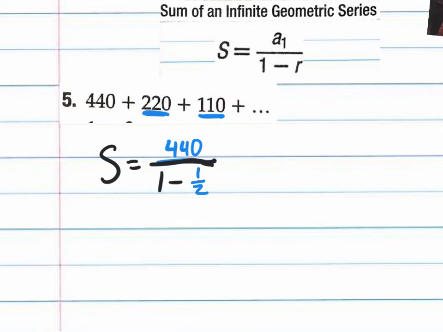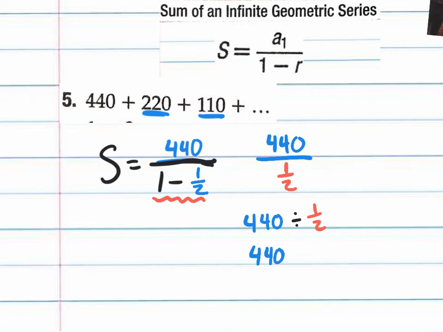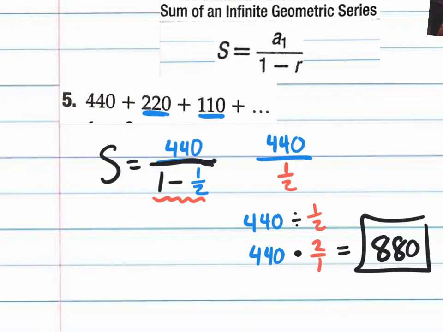So what is our summation really? It's really the 440 divided by 1 take away half, that's positive half, right? If you have one pizza and you take away half of it, you'll have half a pizza left. Anyhow, let's rewrite this horizontally instead of vertically. We'll have 440 divided by 1/2, and we're going to rewrite it as 440 times the reciprocal, which is 2 over 1, which is really just 440 times 2, which is 880. So there's my actual answer to this infinite addition problem.